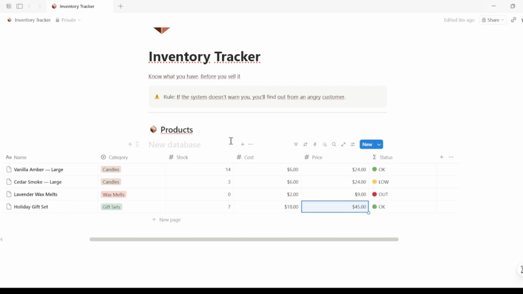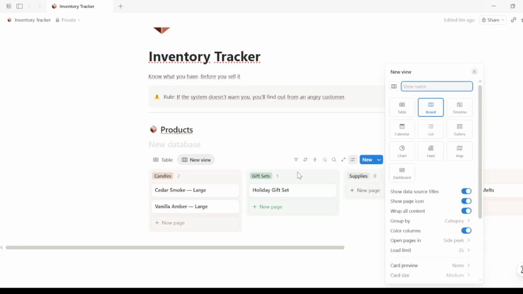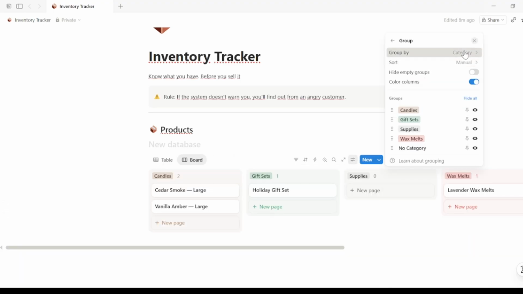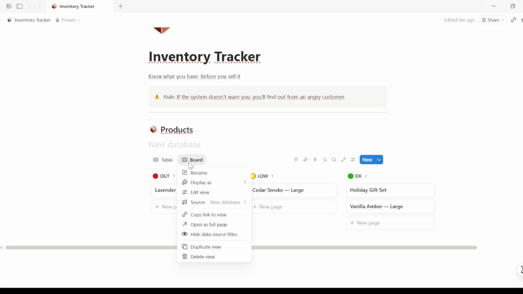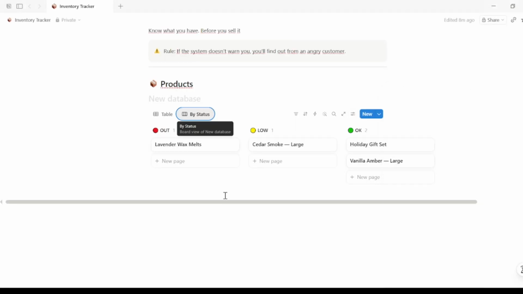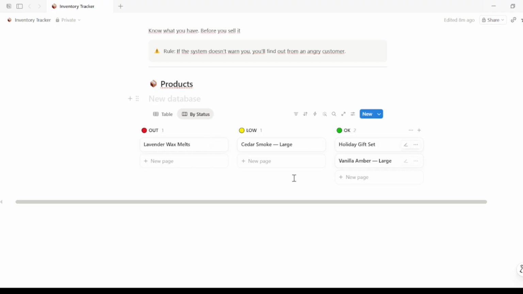Board view grouped by status. 3 columns, red, yellow, green. This is the view Marcus opens every single morning with his coffee. If red and yellow are empty, he makes candles. If they're not, he knows exactly what to pour first. 10 seconds. No spreadsheet, no counting, no guessing. The system already did the thinking.